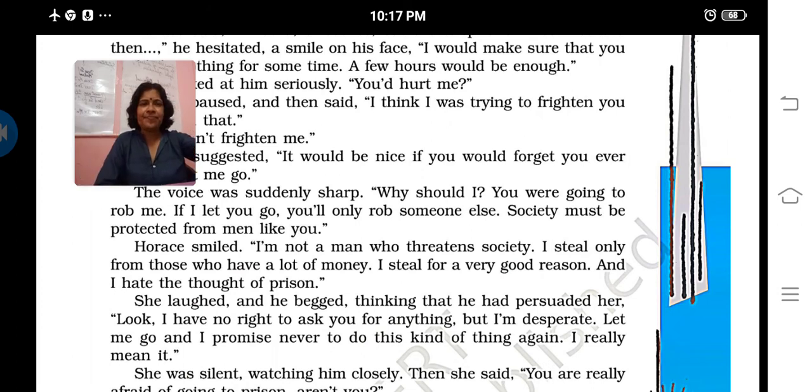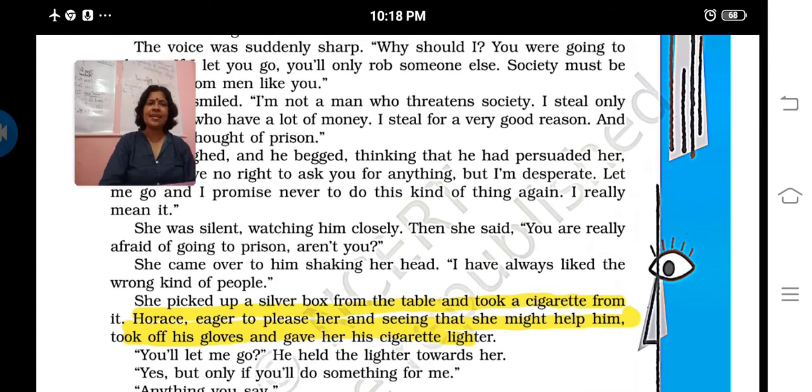Okay, and then he promised this lady that, now see here we have the line, I promise never to do this kind of thing again. If he was allowed to go by the lady, he promised her that he will never do this thing again. But what did the lady say? I can, but then you need to do something for me. Okay, Horace was suddenly very eager to please her, and so he took out his lighter and held it close to her lips for her to light her cigarette.